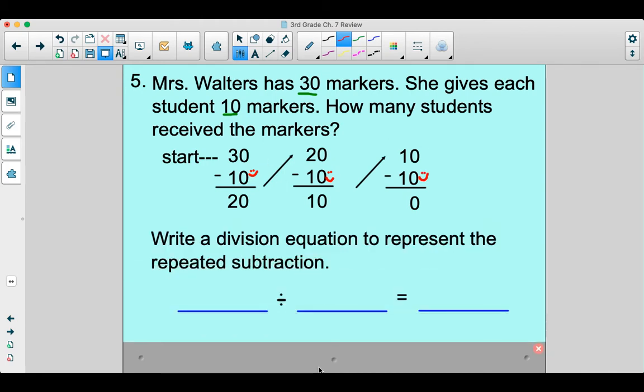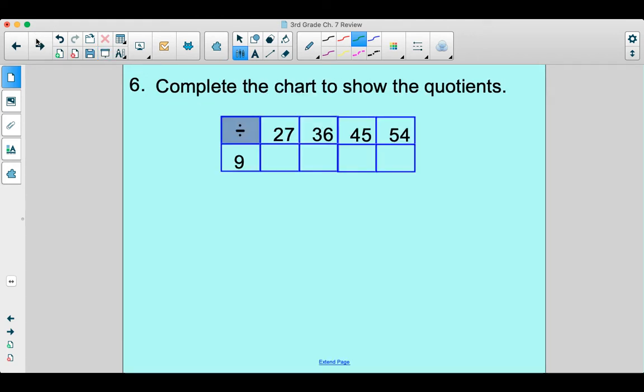So write a division equation to represent the repeated subtraction. So it looks like we started with 30, right? So that'll be our starting number, 30, divided by groups of 10. So she put them into groups of 10, and then there ended up being 3 groups of 10, otherwise known as 3 people got 10 markers each. All right. Number 6, complete the chart to show the quotients.